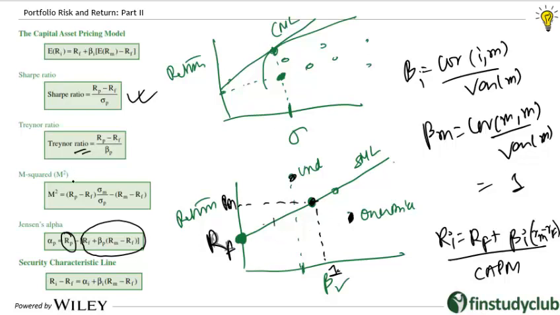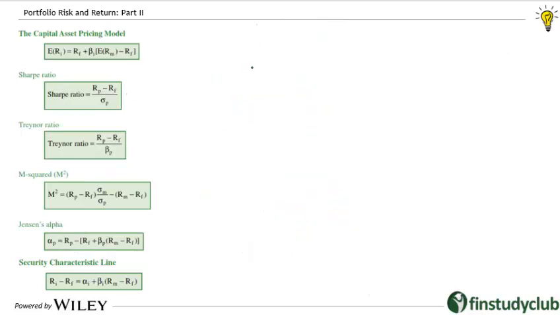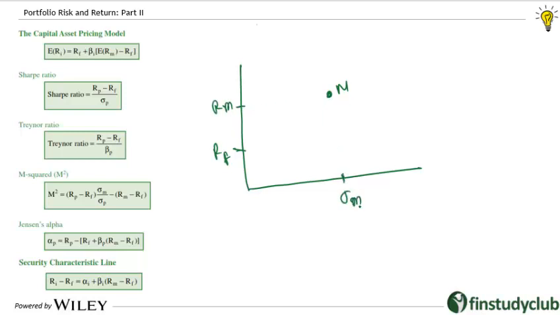Now moving over to M-squared, let's discuss this very quickly. All right, so let me now try and explain the concept of M-squared, which again is taken as a performance measure for a portfolio. So let's say this is where my Rf lies, this is where you have the market portfolio, and hence this is where your market return is, and this is where your risk of the market is. Now I have another portfolio, and let's call it P, and P seems to be somewhere over here.